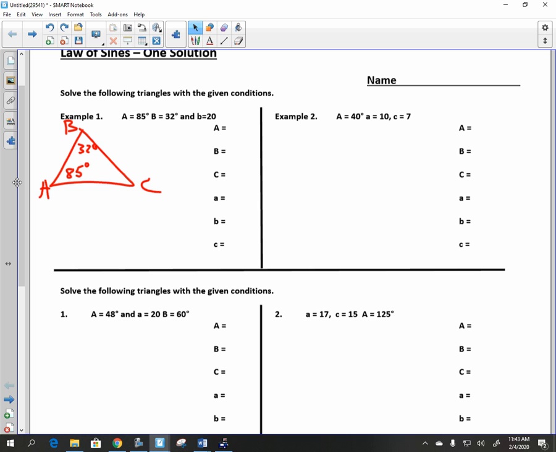We've got angle B is 32, angle A is 85. So I got 32 degrees for B, and I've got 85 for A. We got side B is 20. So here's the question. Do you have an angle and its opposite side? Yes, you do. All right, that's number one. So law of sines may be in play because we have an angle and its opposite side.